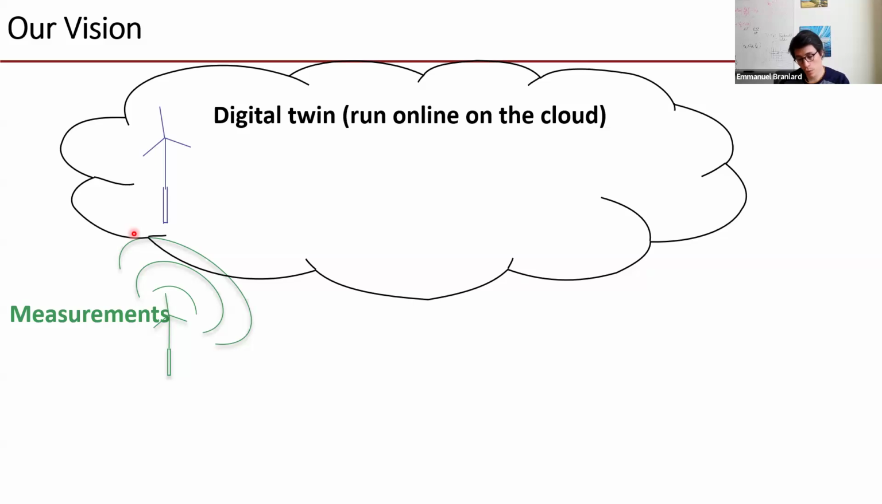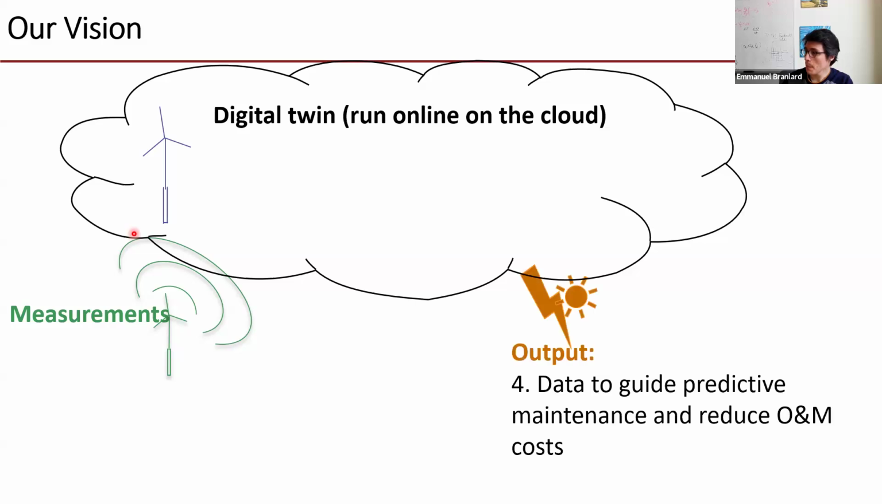Ideally, we would like the software to run real time, so online, something that can give you information right away. So that's where the low fidelity models come in, because we want things to run fast. And the output of this digital twin is some kind of data, ideally, that can help operators decide whether or not to do maintenance, or at least optimize the maintenance costs.